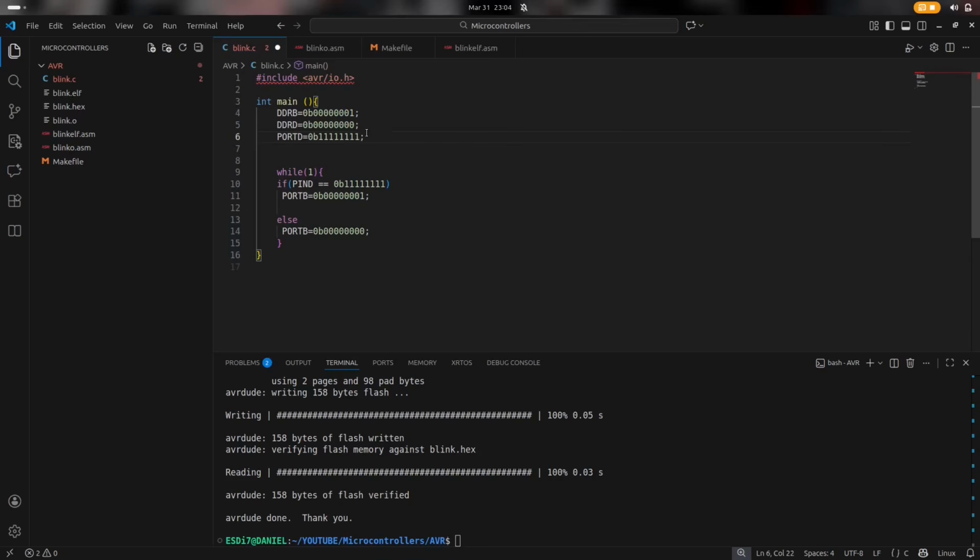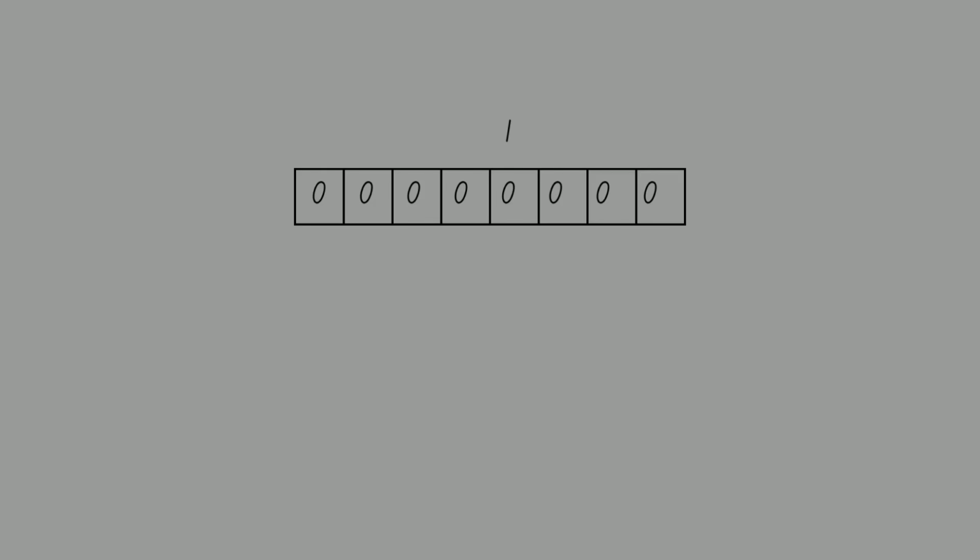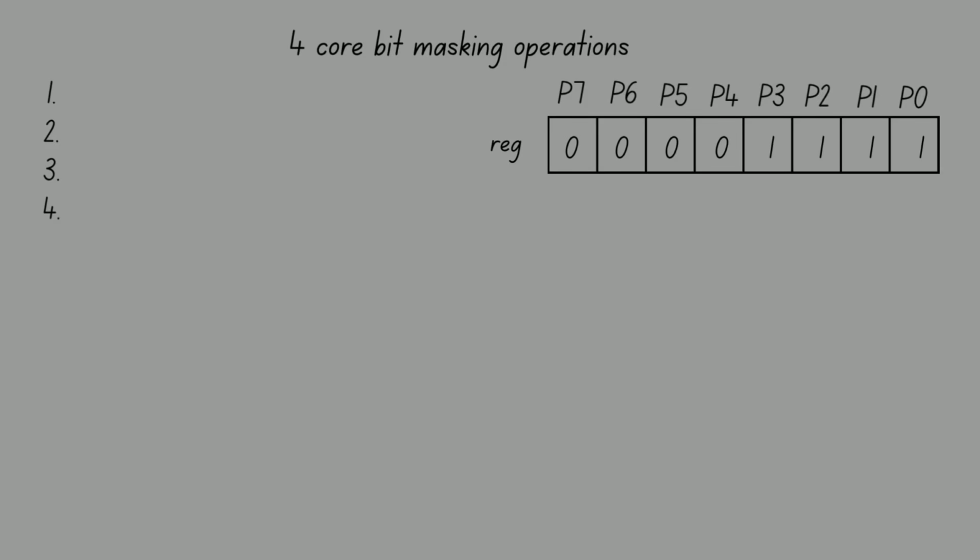To avoid these problems, embedded programmers use a technique known as bit masking. Bit masking allows us to modify only the specific bits we care about, while leaving all other bits in the register unchanged. There are 4 core bit masking operations that make this possible.